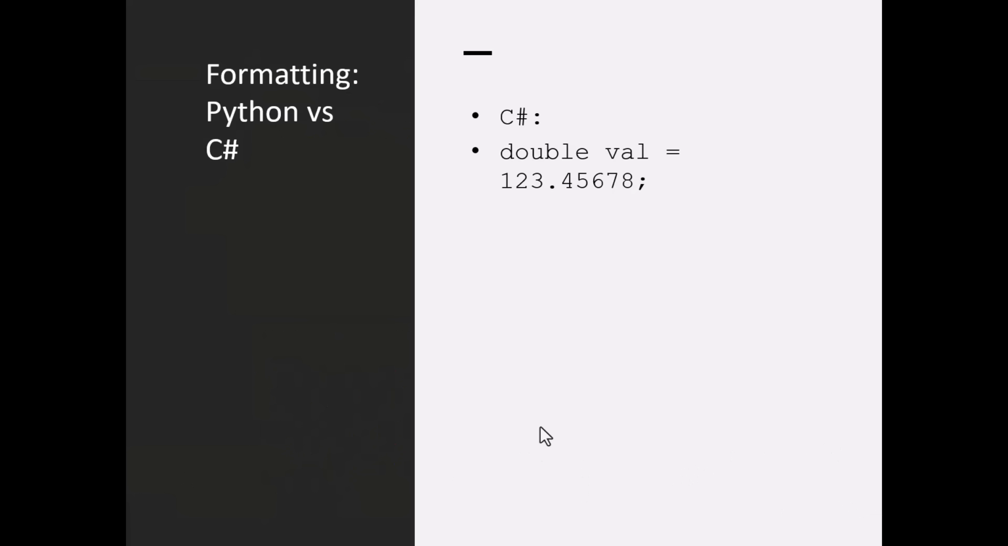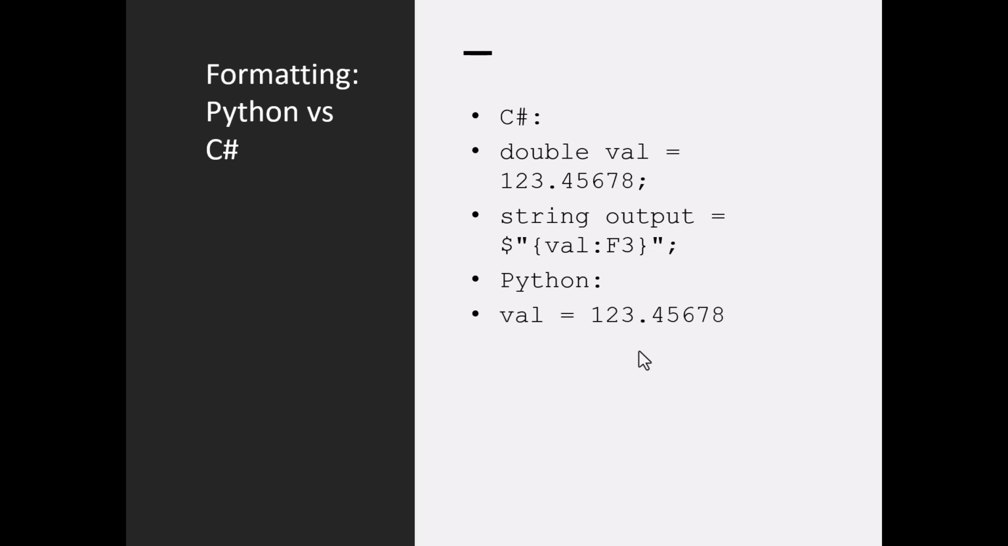Formatting in Python versus C#. In C#, this is a double value 123.45678, and the string output is dollar sign within double quotes, val:F3, and in Python it is the same equivalent of the above code. In C#, val is 123.45678, output is val:F3, and in Python this is val:.3f, print output. Let's see this in action also.